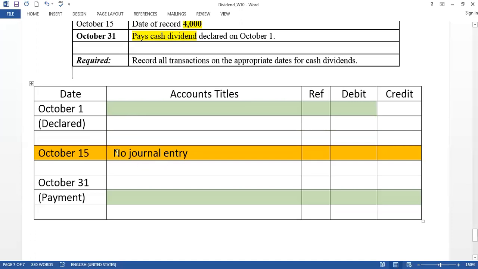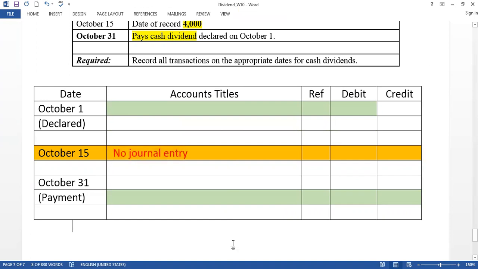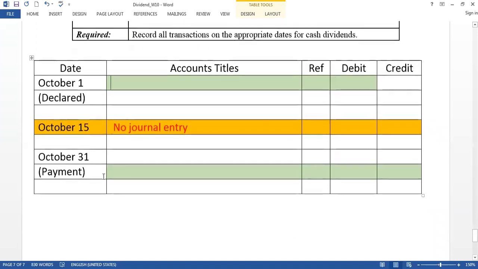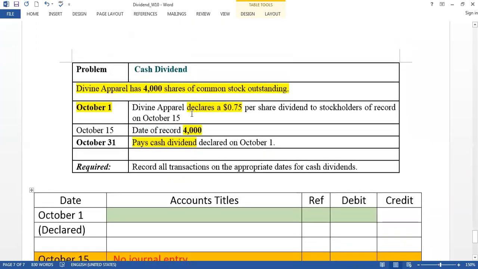Do you understand? In the exam question, you should also write this, no journal entry. Now we have a journal entry for October 1st, and a journal entry for October 31st. So what happened on October 1st? The company declared dividend, right?